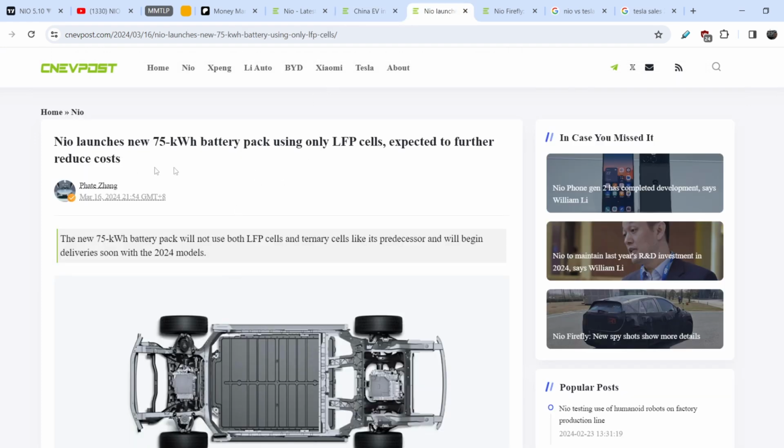Let me show you first of all this one. NIO launches new 75 kWh battery pack using only LFP cells, expected to further reduce costs. And it is quite good news, but definitely it is a long-term catalyst, because NIO has to reduce its cost of goods, and they have to increase their gross margin. And they are trying to do it with a highly competitive environment.